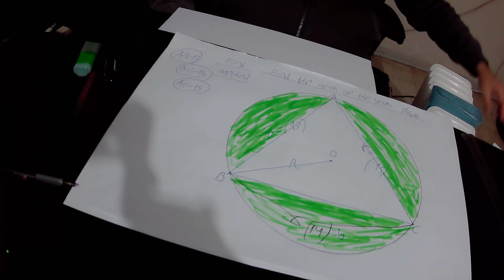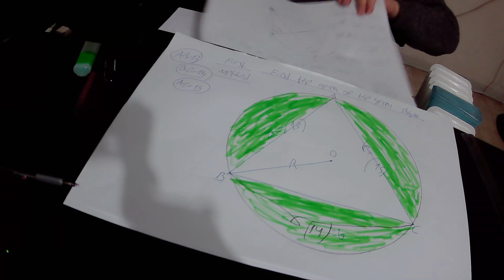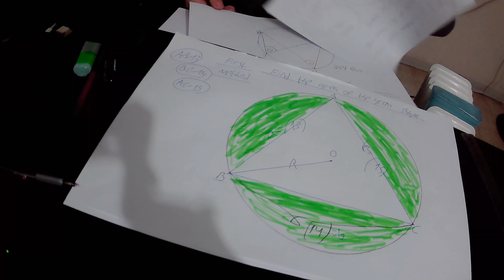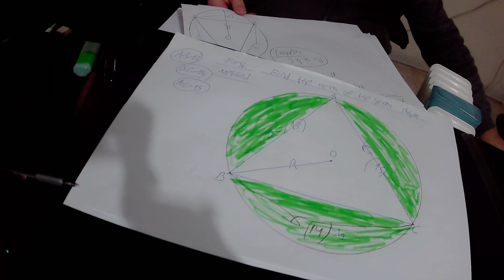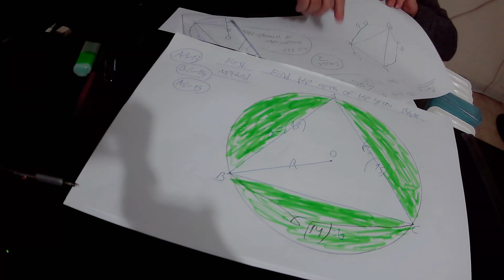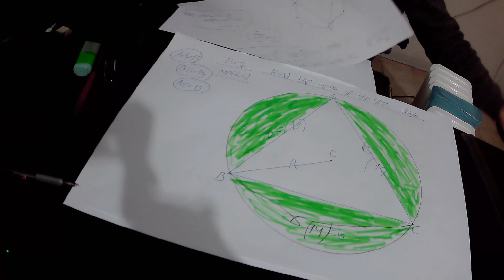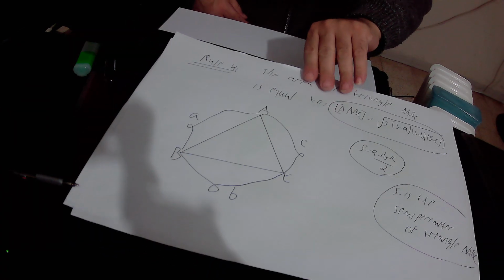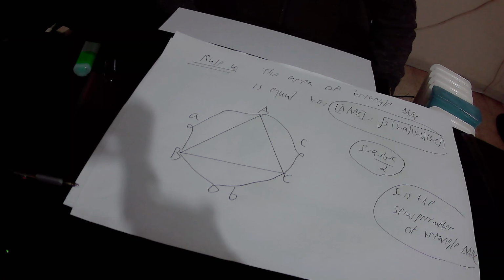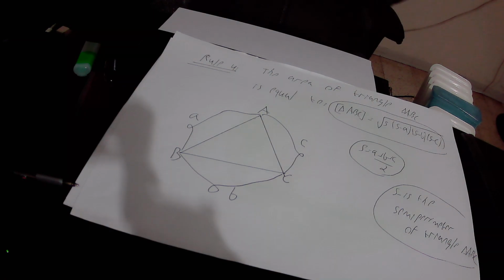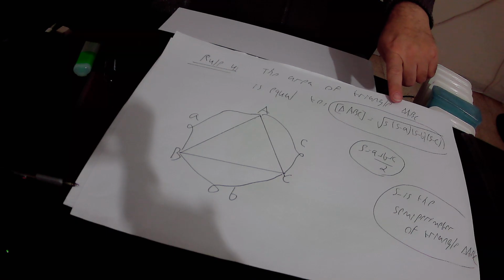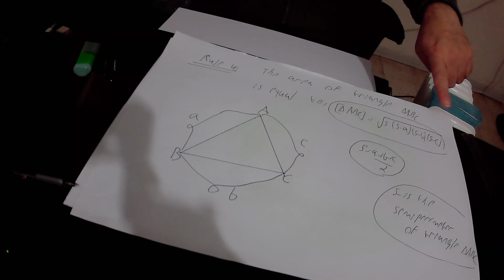Okay, in the first method, we actually used rule number 4 in order to find the area of triangle ABC. According to rule number 4, the area of triangle ABC equals, here, this is the sign for the area, the square bracket, the square root of S times S minus A times S minus B times S minus C, all under the root.